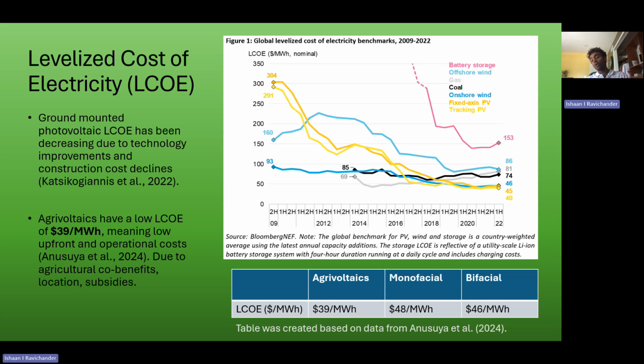Additionally, I thought it was important to note that compared to the split techniques that were compared to the agrivoltaic systems in the Indian study, as you can see in the table below, agrivoltaics outperformed the split systems in terms of levelized cost.